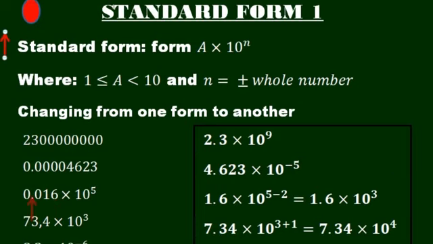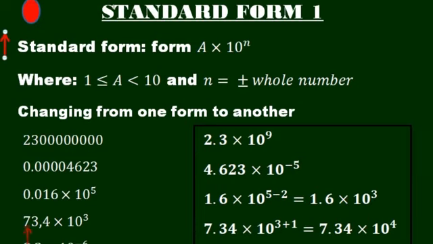So we're going to move our comma 1, 2. Now, we are moving from left to right. That means we have moved our comma negative 2. So we come here at this power 5 and we say negative 2, because that's how many times the comma is moved. So we write it 1,6 times 10 to the power 5 negative 2, because we have moved our comma 2 times there from left to right. So we add a negative 2 there. Then we simplify by subtracting. Then the answer will be 1,6 times 10 to the power 3.